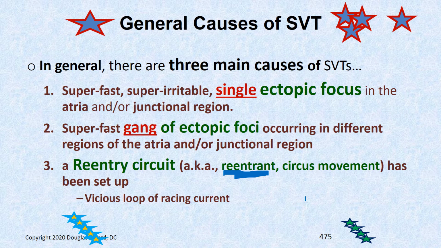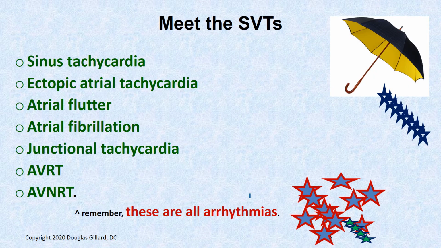Sometimes it's called a circus movement. Sometimes it's called a re-entry circus. So these words can all be kind of flipped around. Typically, I just call it a re-entry circuit. All right, so we're going to look at how a vicious racetrack of current can get set up in the atria, swirling really, really fast. So we'll look at that.